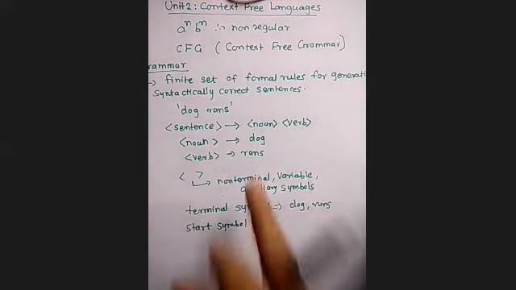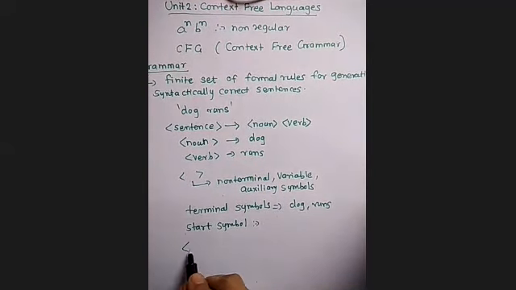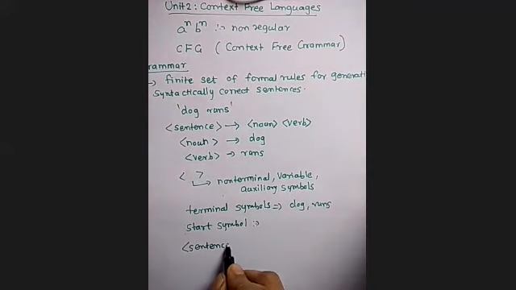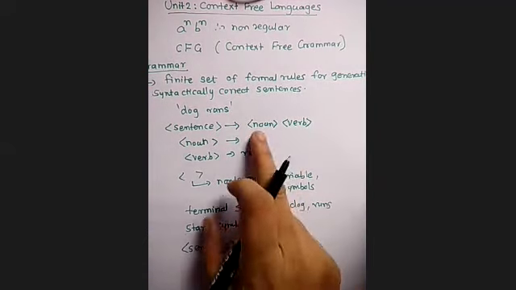Okay, so in this case, we'll start deriving. I want to derive what? This dog runs. So we'll start with the sentence. Then, for the sentence, we are going to replace the left hand side by the right hand side. And that is known as a what? Derivation. Replacing left hand side by the right hand side is known as a derivation. So I'm going to replace this sentence by its right hand side.